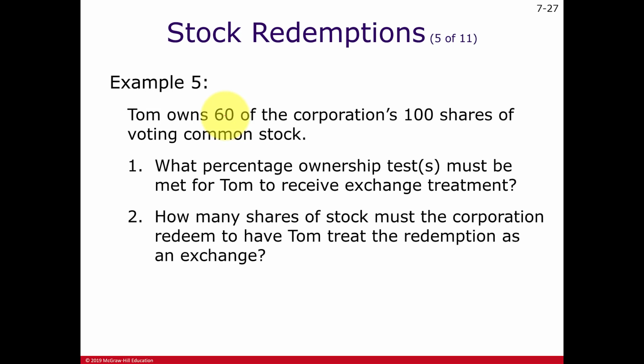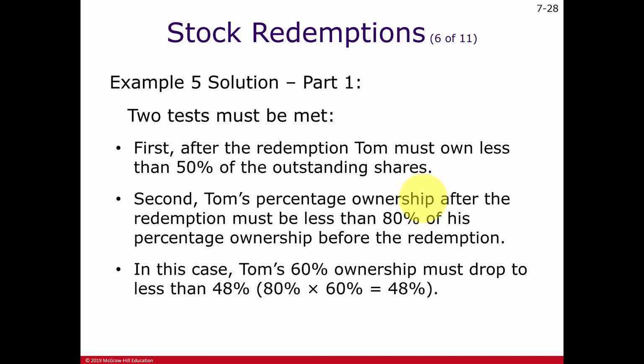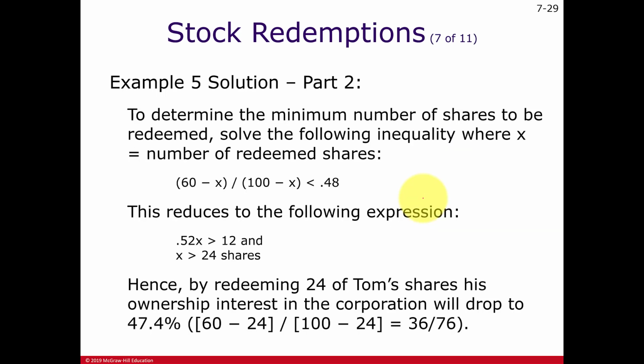Let's take a look at an example where we have Tom, who owns 60 shares out of a total of 100. So that's nice and convenient. He owns 60% before the redemption. So the question is now, how much does he have to redeem to make this redemption treated as a sale or exchange versus a dividend. You could go through trial and error to meet that 50 and 80% test, but our textbook gives us this algebraic formula to figure it out.